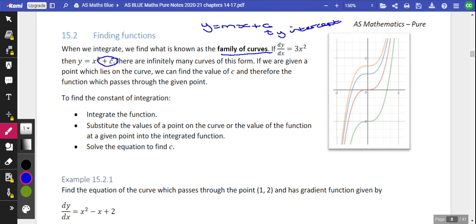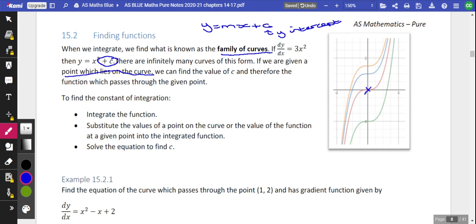So when I work it back and do integration, it gives me a whole range of curves that satisfy that gradient function, and that's what the plus c is doing. However, if we are given a point that lies on the curve, that is the important bit here, we can then find what c is. If I tell you that the curve goes through 0, 0, then it has to be the red curve out of all the curves within that family.